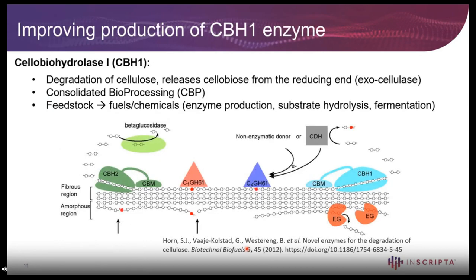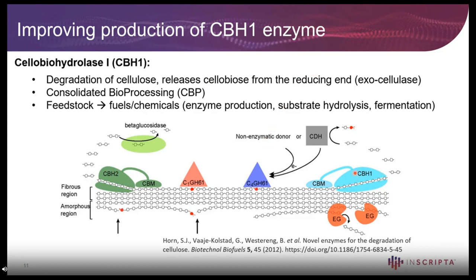So in order to come up with a way to test this, we had to come up with a model system. And what we decided to do was to try to improve the expression of an enzyme called CBH1. So CBH1 stands for cellobiohydrolase 1. This is an enzyme that's involved in the degradation of cellulose, and it releases cellobiose from the reducing end of a cellulose chain. Essentially, it works as an exocellulase.